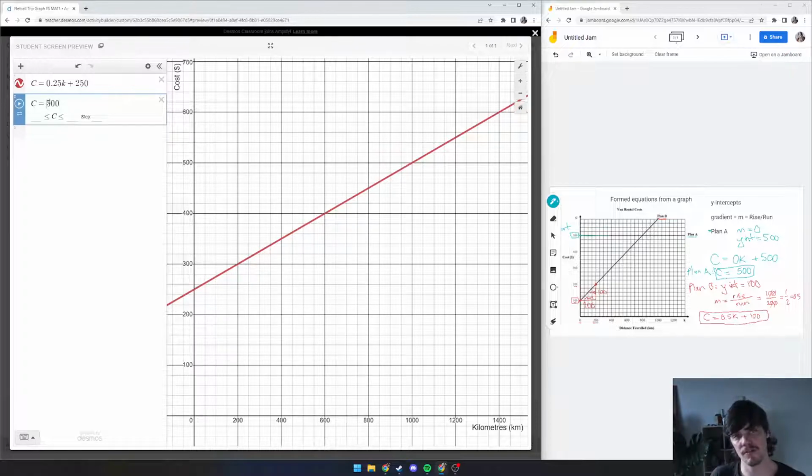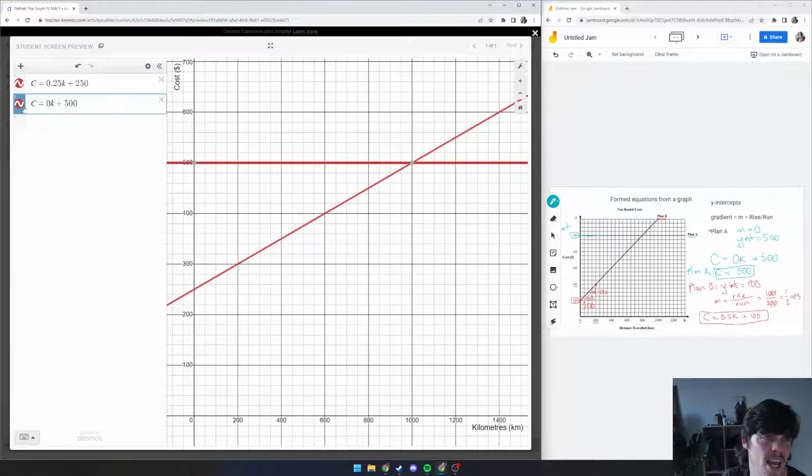So one of my students found a solution. What he did was he just put in 0k plus 500. So that's a way that you can make sure that it looks good. What I do is hold my mouse over this and change it to a nice color as well. So let's make sure they're different colors. I'm going to make this one purple today.